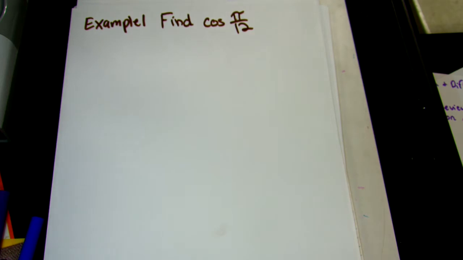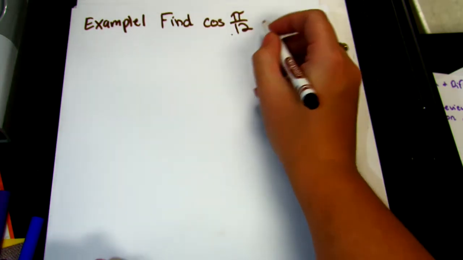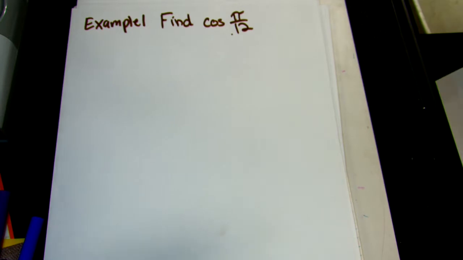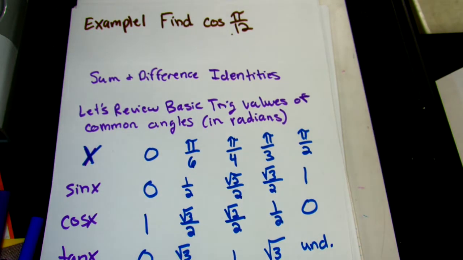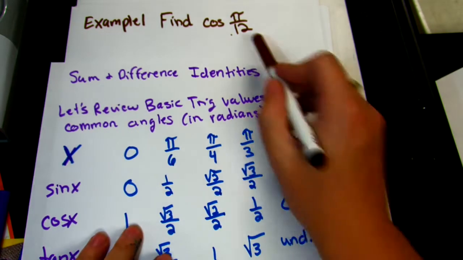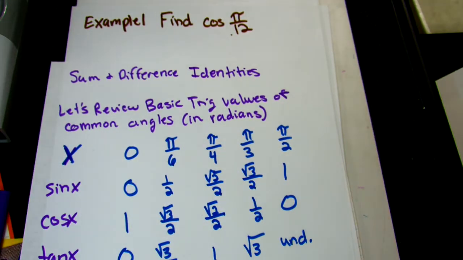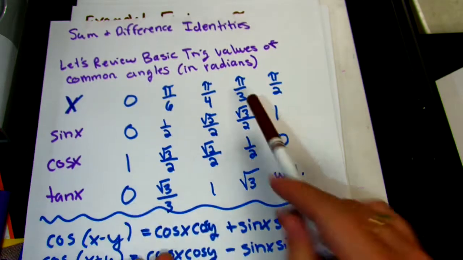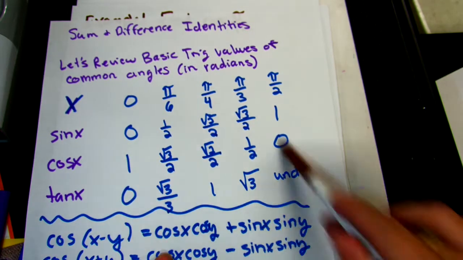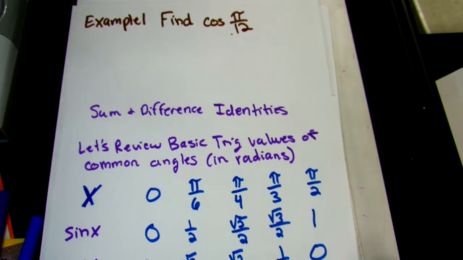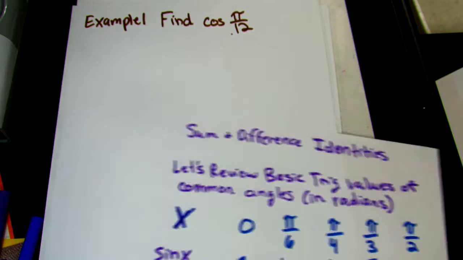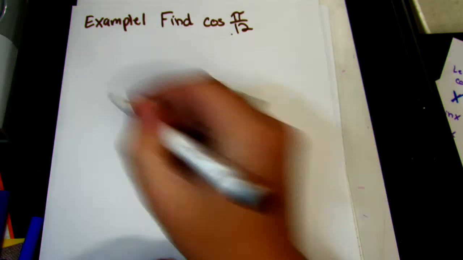What I'm looking for is you to take pi over 12 and take your basic common angles, and see how we can split pi over 12 into two of these angles which we know the trig values for. So I'm looking at pi over 12, and I know that pi over 12 is the same as pi over 3 minus pi over 4. So I'm going to rewrite it as that.